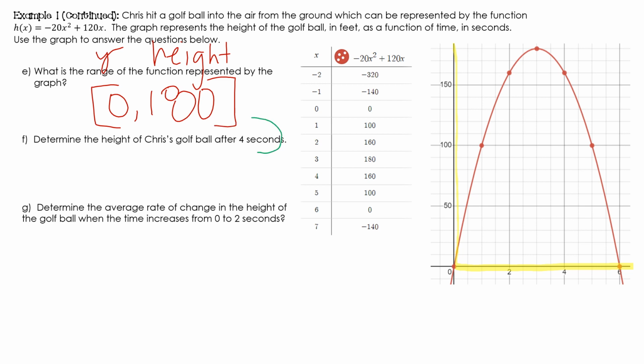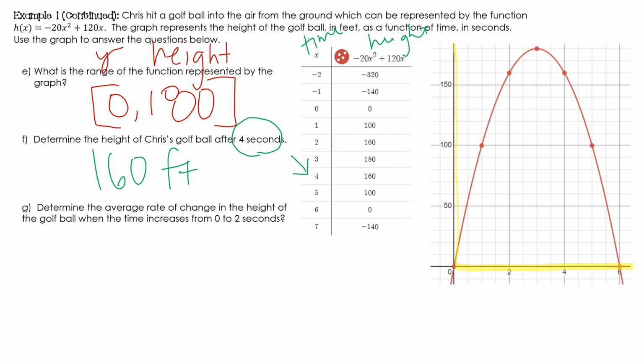Determine the height of the golf ball after 4 seconds. That would be, again, utilizing the table and understanding that x is time and that the y value is the actual height. So after 4 seconds, the height would be 160 feet.